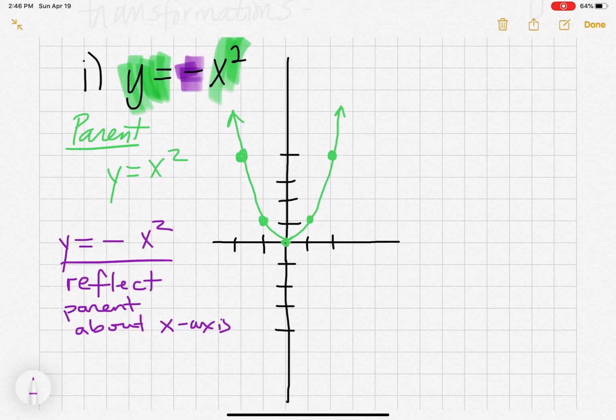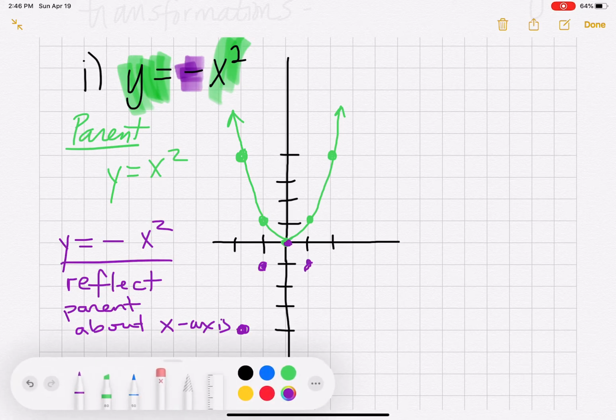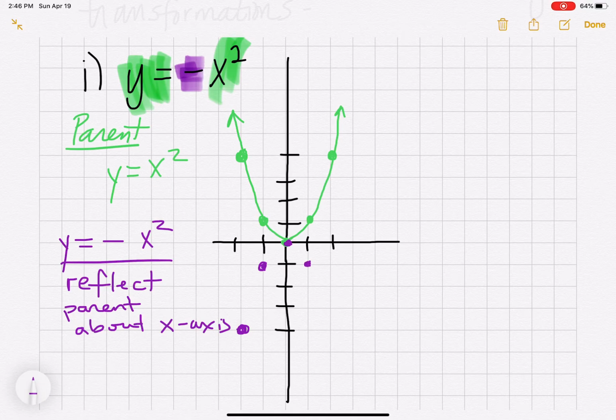So this point here at (-2, 4) is going to flip upside down to (-2, -4). This point at (-1, 1), it was at (-1, +1), it's going to flip upside down to (-1, -1). That's the correct way to say it. (0, 0) is going to stay. (1, 1) is going to flip to (1, -1). And (2, 4) is going to flip over to (2, -4). So you get an upside down parabola.